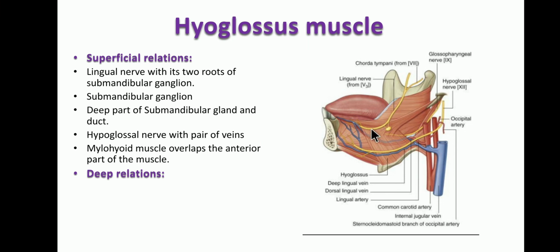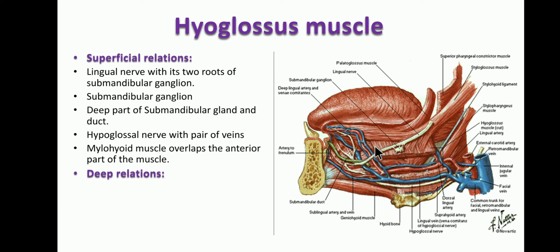Deep relation. What is present deep to the muscle? Mainly you come across the genioglossus muscle. Now the hyoglossus muscle is cut, and you see the genioglossus, and then the middle constrictor muscle of the pharynx. The genioglossus forms the bulk of the tongue. This is geniohyoid, whereas these fibers are genioglossus. Then, as I told you, it mainly consists of the middle constrictor and the inferior longitudinal linguae muscle.